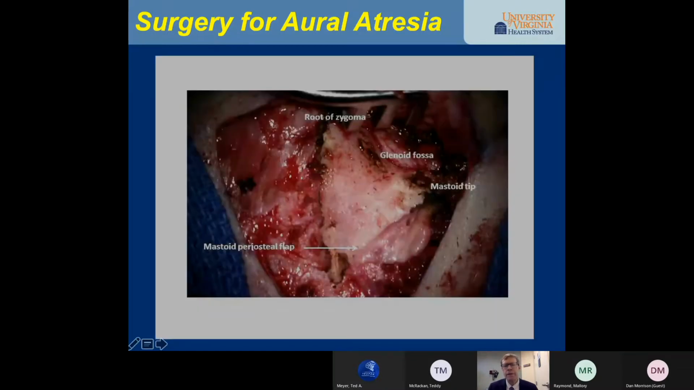So here are the bony landmarks for a right ear. Root of the zygoma, the glenoid fossa up here, and the mastoid tip down here. And here's that periosteal flap that's been reflected posteriorly.